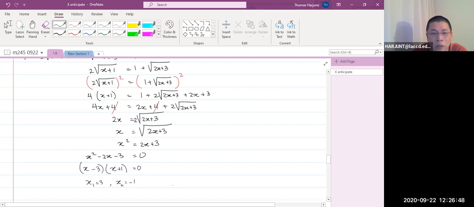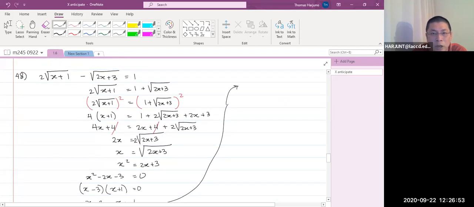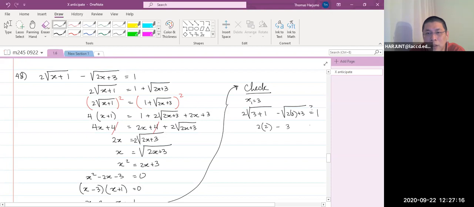Unfortunately, we are not done yet. We need to check. When x equals 3: 2 square root of 3 plus 1 minus square root of 2 times 3 plus 3, is it equal to 1? 2 times 2 minus 3, is it equal to 1? That's 4 minus 3, that equals 1.